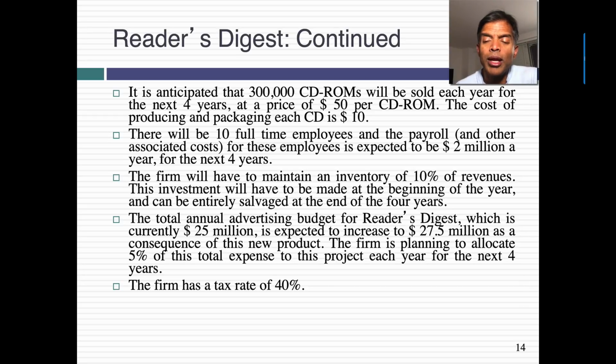The firm will have to maintain an inventory of 10% of revenues, and that investment will have to be made at the beginning of each year. We talked about an earlier problem where we did this, and you saw it show up in the timing. But the entire working capital can be salvaged at the end of the 4th year.